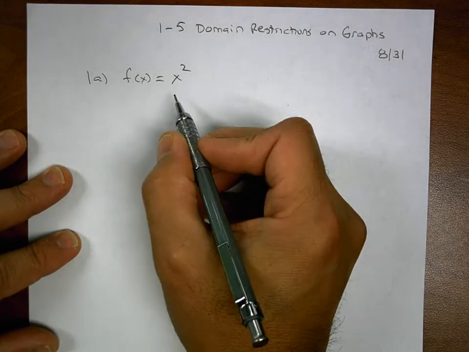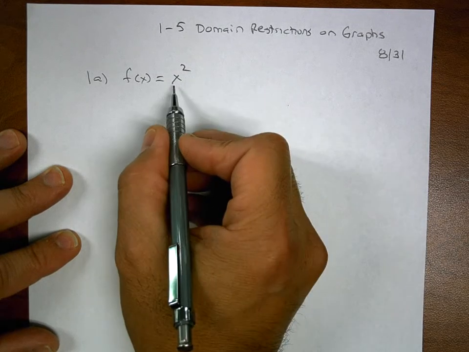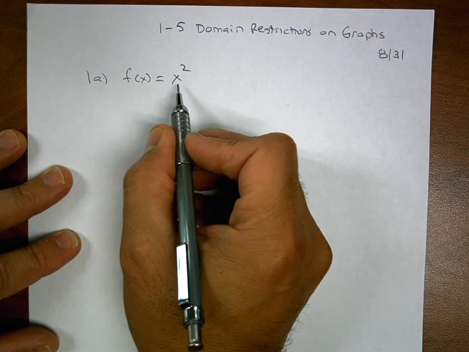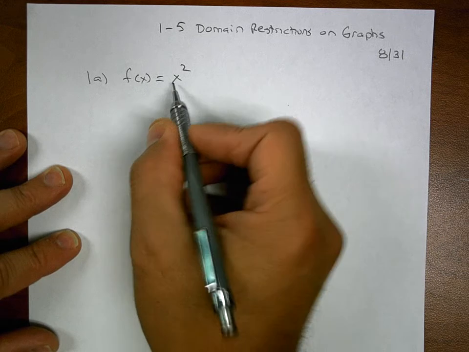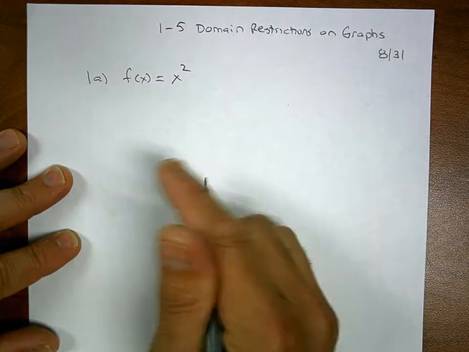Where's the vertex of this parabola? 0, 0. It doesn't go left or right. This is the parent graph, right? Doesn't go left or right. Doesn't go up or down. We're at 0, 0. It opens up. So we know what this looks like.